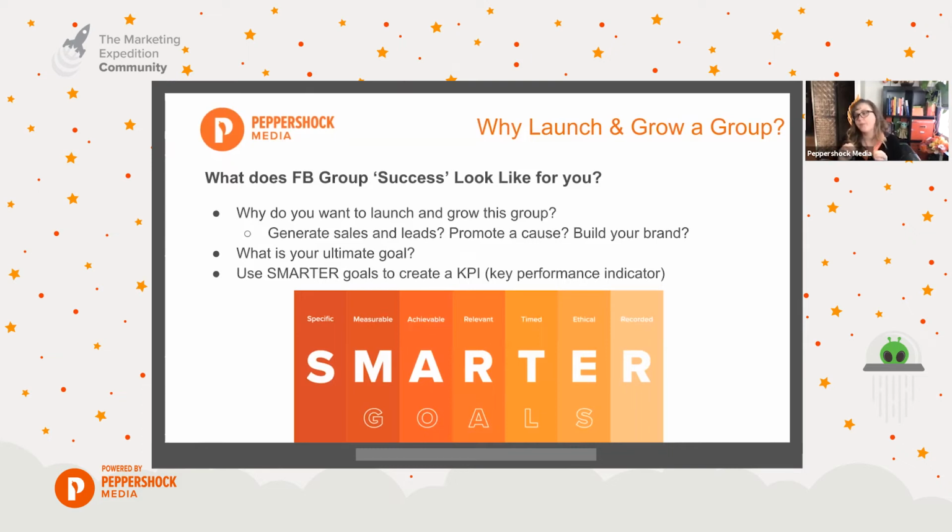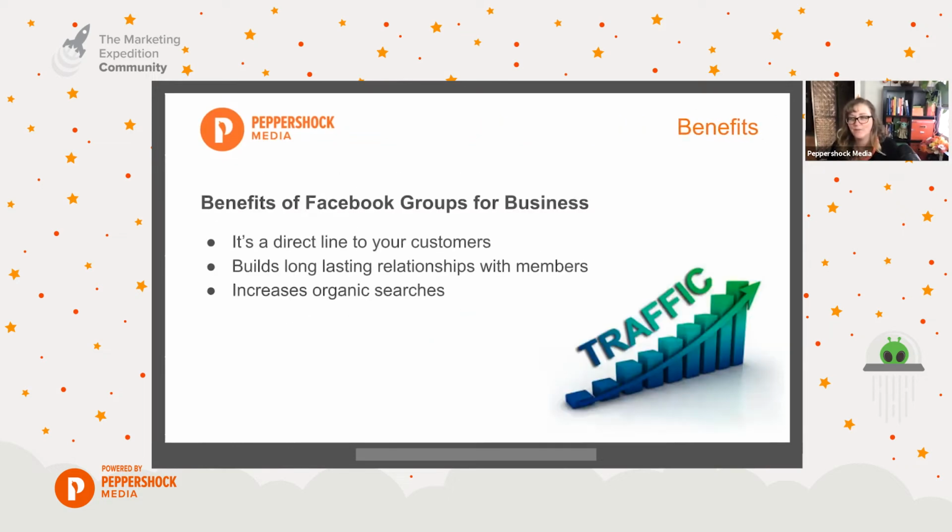A good example of a KPI is to increase clicks to our website from our Facebook group by 15% over the next quarter, for example. Maybe that's one of your KPIs. You want to increase web traffic to your website, which is great for SEO. And Travis, who's one of our participants on here, would agree that SEO is really good for your website.